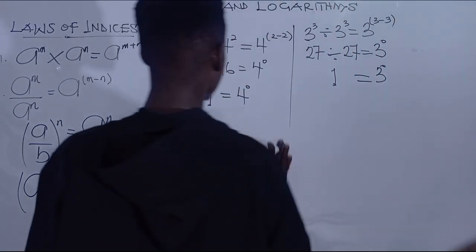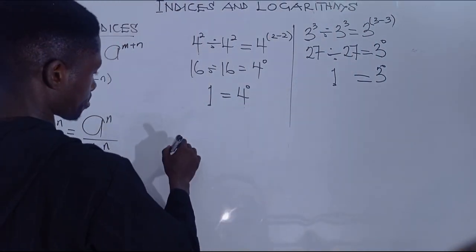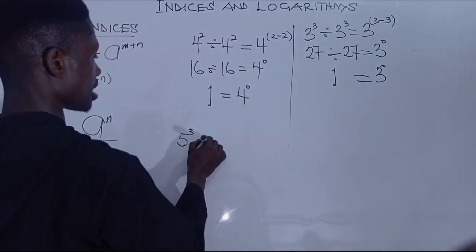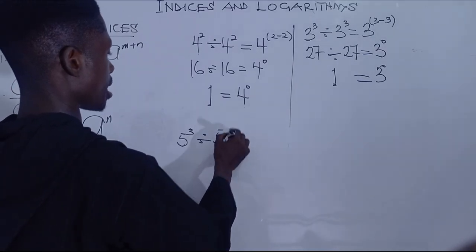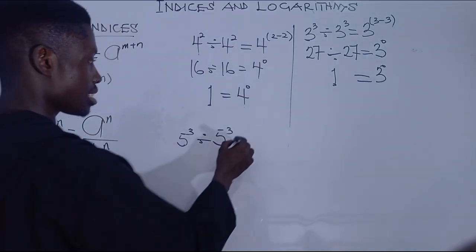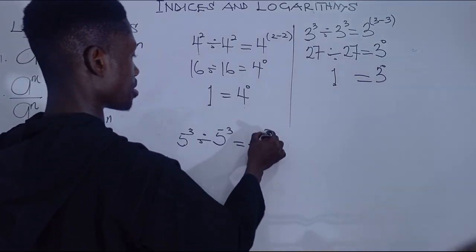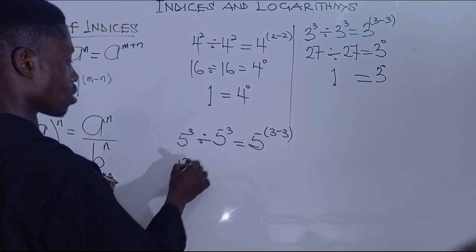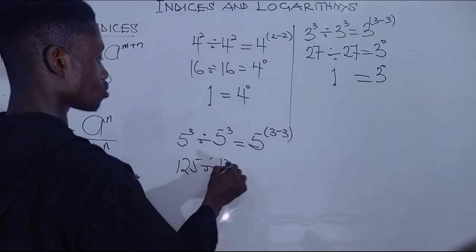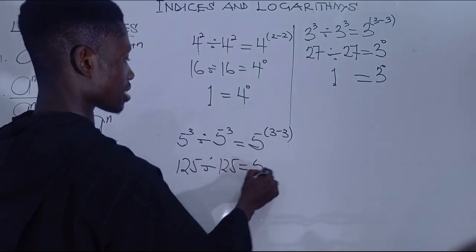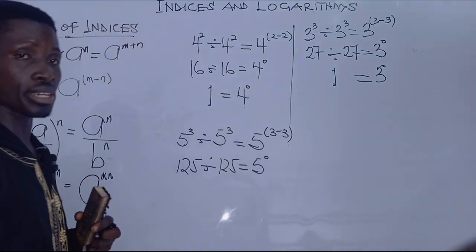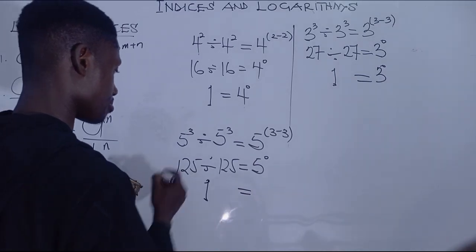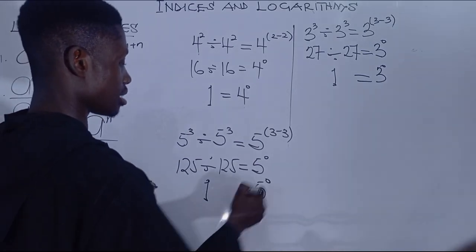Let's look at the last example. Let's take it that you have 5 raised to the power 3 divided by 5 raised to the power 3. Now this is the same as 5 raised to the power 3 minus 3, right? Now 5 raised to the power 3 gives us 125 divided by 125. 3 minus 3 will give us 0. 125 divided by 125 will give us 1. And then 5 raised to the power 0.